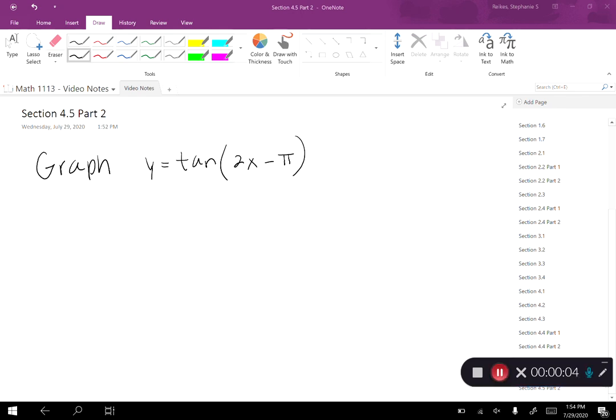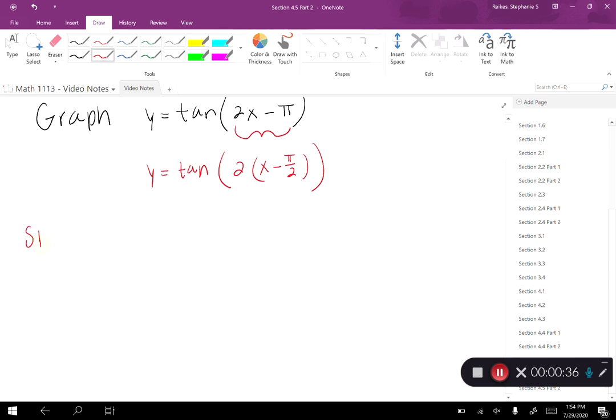In this video, I want to go over a graphing example of the tangent function. Let's graph y equals tangent 2x minus pi. The first thing I need to do is factor my inside stuff. So y equals tangent. I'm going to pull out a 2, and then I'll be left with x minus pi over 2. Now I'm ready to begin the 4-step process.